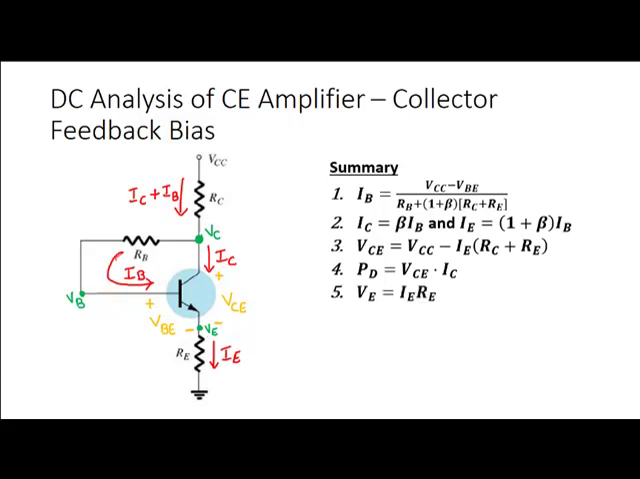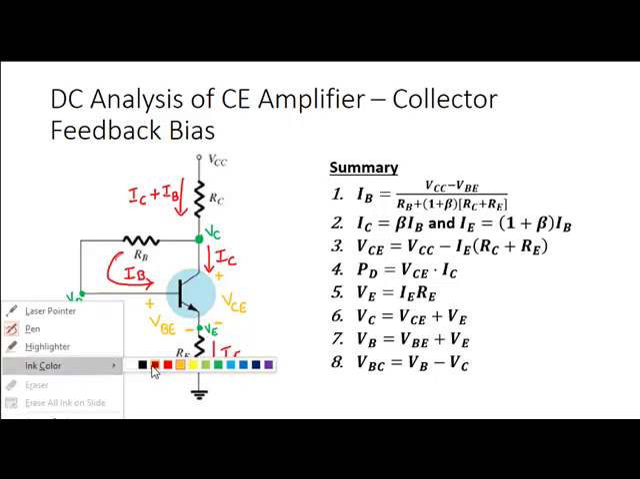Then VE, voltage at the emitter terminal, is nothing but IE into RE. Then using double subscript notation, we found out VC and VB. So all the node voltages and different currents are calculated using these expressions. Then VBC can also be calculated as VB minus VC, and this should be negative, indicating reverse biased junction, base collector junction.